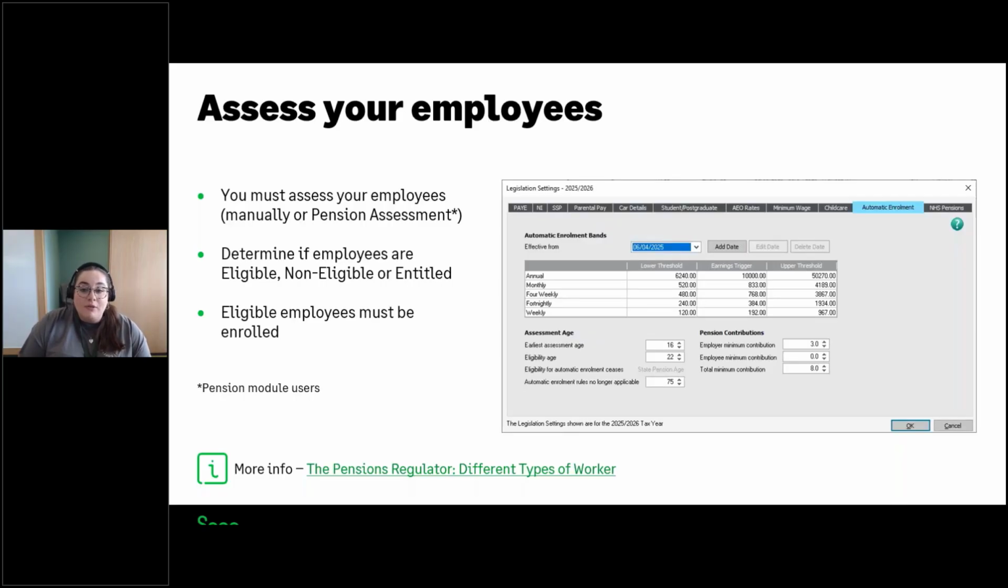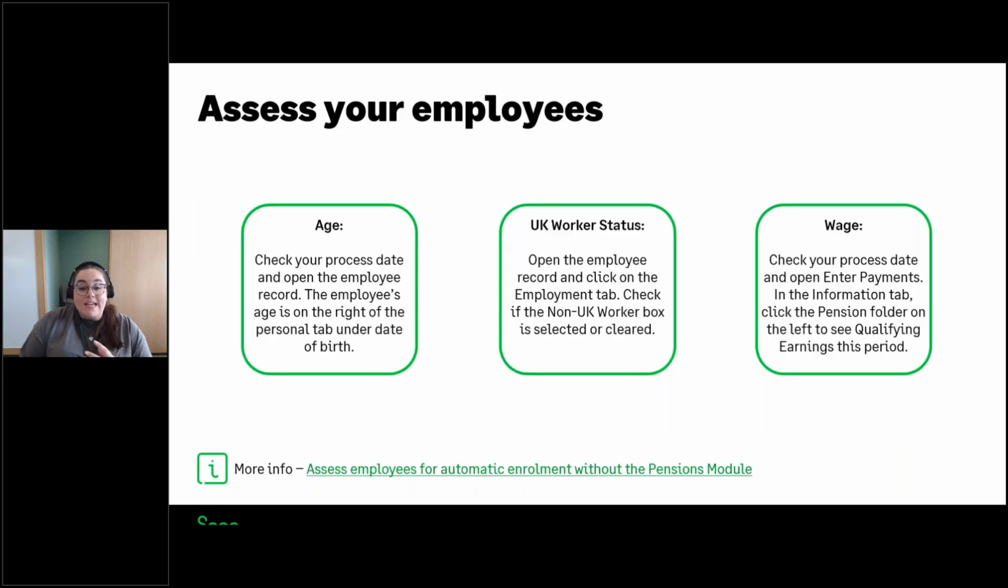Essentially, you're going to assess your employees to determine which worker category they fall into, and these categories are eligible, non-eligible, or entitled. Eligible employees are the worker category that must be automatically enrolled into your pension scheme, so the scheme will be assigned to them. Now, 3 things are going to be checked to assess what worker type they are, and that's the employee's age, the employee's UK worker status, and their wage as well.